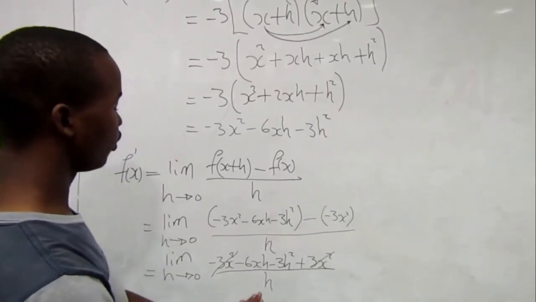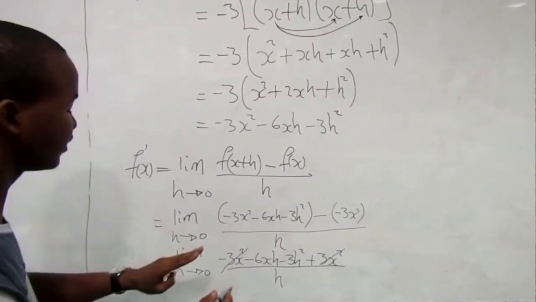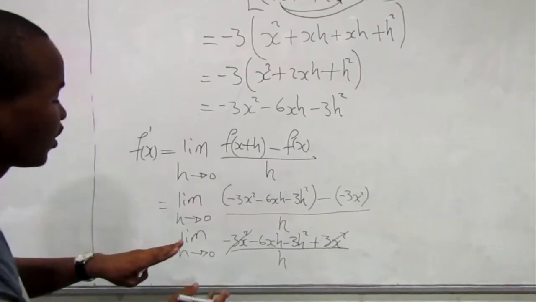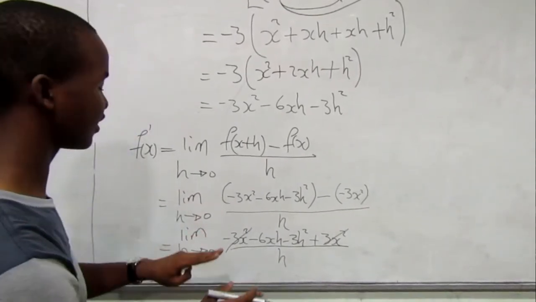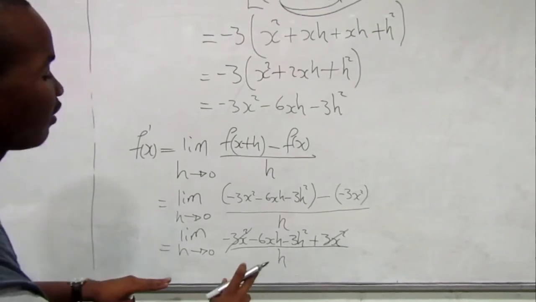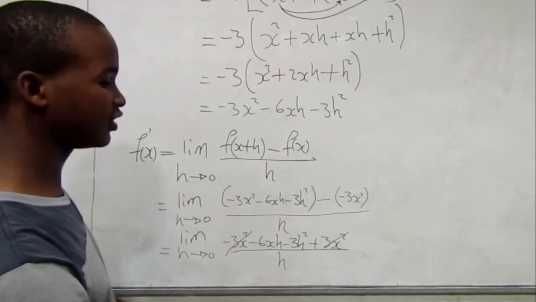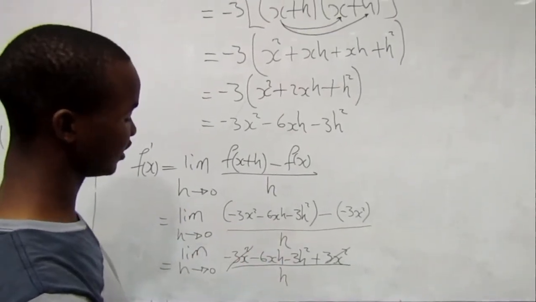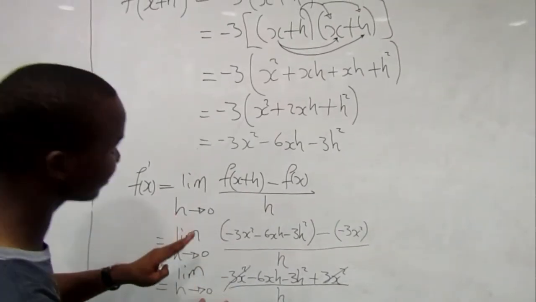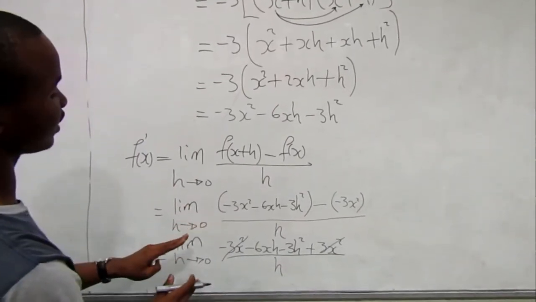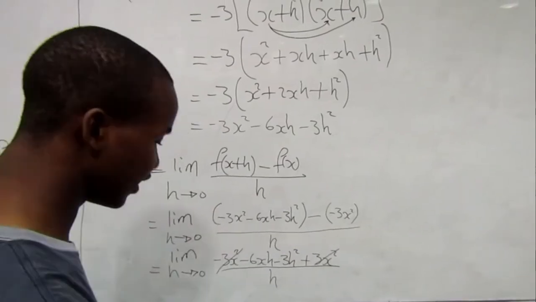Every time you arrive here, you need to cancel everything that has x. Then you leave everything that has xh or that has h. You don't just cancel, it's going to cancel automatically. Then we go to the next step.